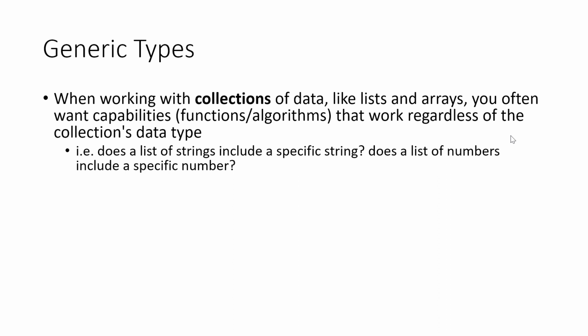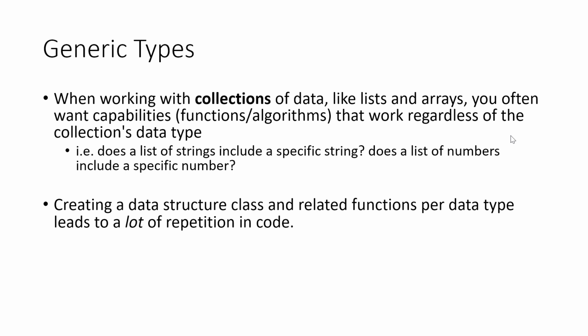So if we have a list of strings, we want the includes function to be able to work with those input types. But if we have a list of numbers, we would want an includes function that could also work with numbers without having to duplicate it. If you had to create a new type of list and new functions for each type of functionality you wanted for that type of list, it would involve a lot of very repetitive code, which we'll see as we move through the idea of generics today.